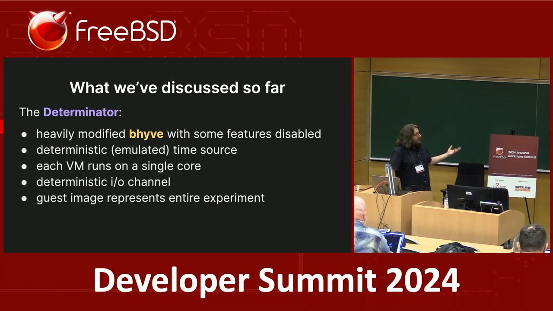Every deterministic hypervisor has to start out with an emulated time source. That's pretty much non-negotiable. In our case, we also run everything on a single core, so we get rid of a whole host of problems by getting rid of concurrency. And finally, we simplify your I/O down to one custom-designed deterministic I/O channel. It's very simple, basically designed to be side-effect free from the view of the guest. That also removes a whole host of problems, because now the contact surface between the deterministic box that contains your experiment and the outside world that contains everything else is as small as we can make it while still being able to control it and see inside.